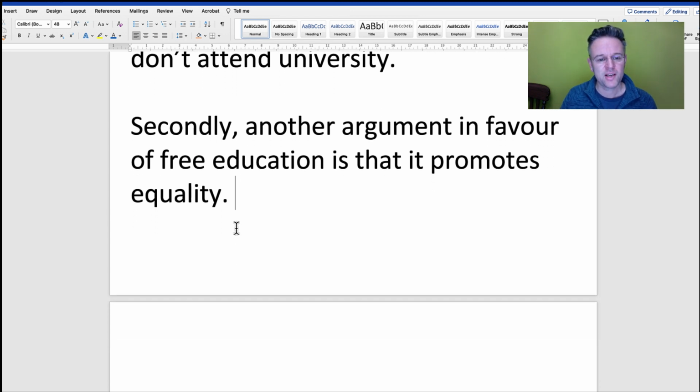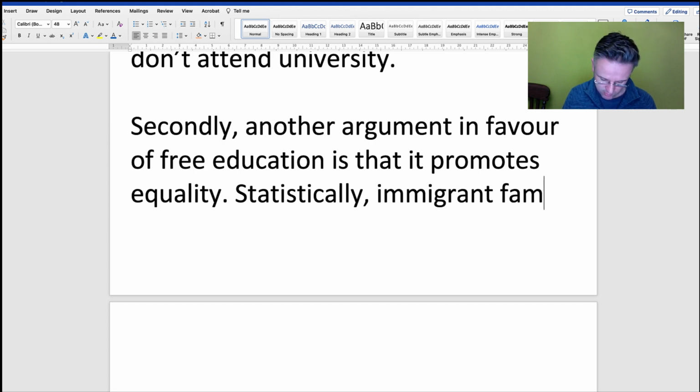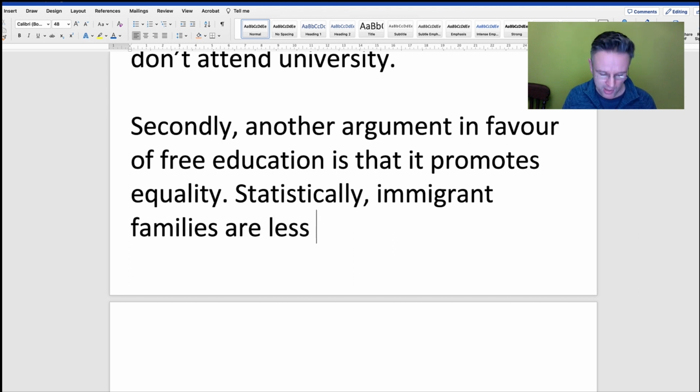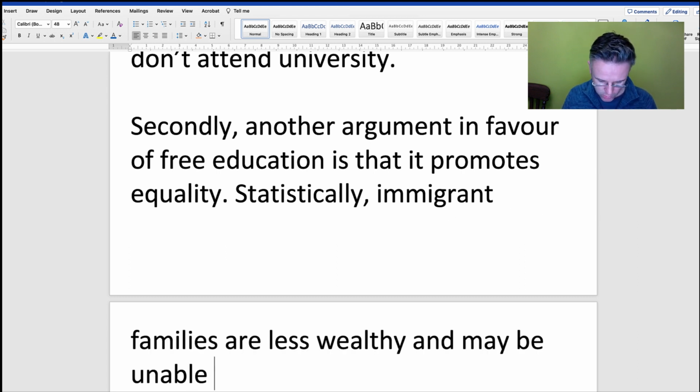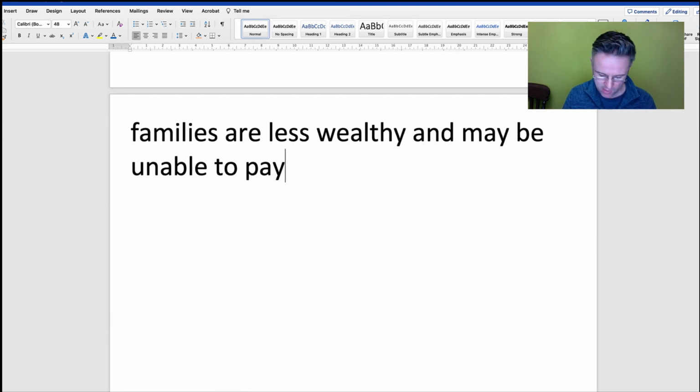Now, we need to try and give some examples of our opinions. So what I'm going to do, I'm going to talk about equality and I'm going to think about society and about poorer people in society, and I'm now thinking about immigrants that come into a country who have less money and whose children might want to go to university. So I'm going to use this adverb here. Statistically, immigrant families are less wealthy and may be unable to pay university fees.